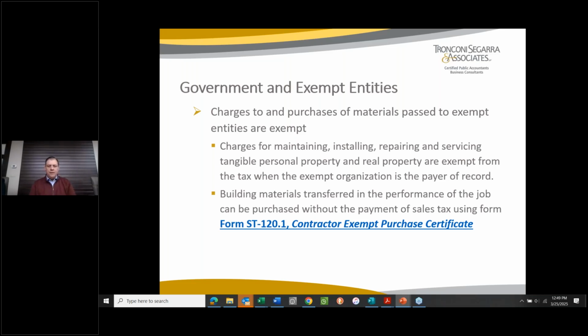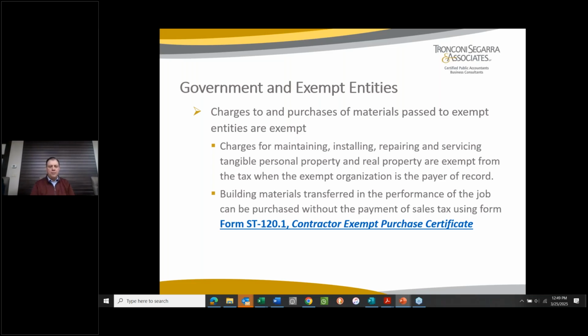So just a couple other issues that we typically see with a lot of our clients who are contractors is performing work for government entities or exempt organizations. Your charges to a government entity and exempt org are not going to be subject to sales tax, whether it's a capital improvement or any type of repair or maintenance to the real property. And at the same time, any of the materials that you're purchasing, your building materials, will not be taxable either. So that's different than what we've talked about.